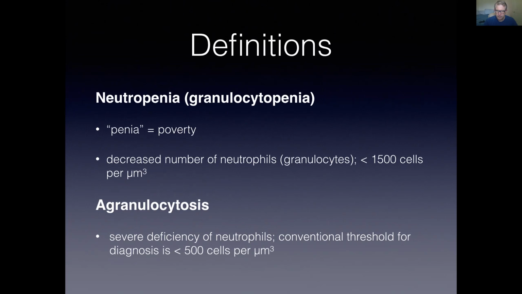And then we have this condition, the feared condition of agranulocytosis. A means not, or it's a negating prefix. And agranulocytosis simply means the lack of granulocytes. We don't wait for the granulocyte count to go down to 0 before we say somebody is suffering from agranulocytosis. The conventional definition is a drop to 500 neutrophils or granulocytes per cubic micrometer.